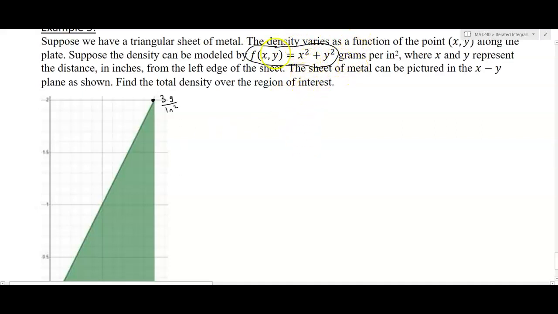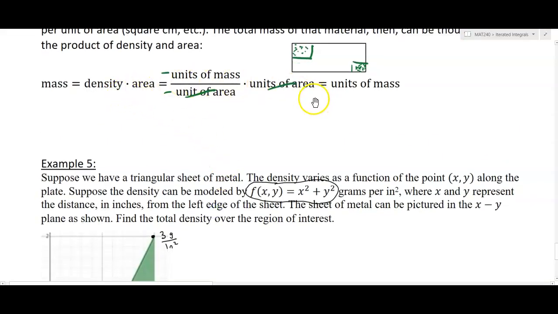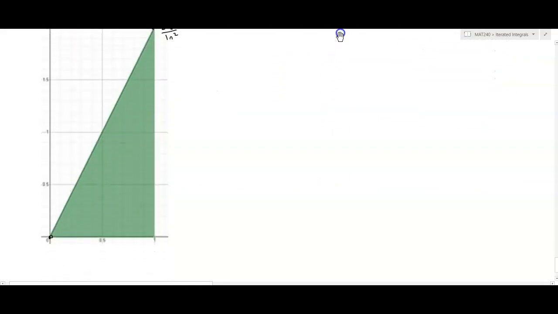So if we think about this formula up here, that if you multiply density times area you get mass, let's think about every one of these little tiny rectangles in here. If I look at that little rectangle right there, that's going to have some density over it. And if I multiply the density by the area of that little rectangle, that will give me the total mass of just that one piece. So what this boils down to is we want some sort of integral over the entire region of our density function, f(x, y), across the area.